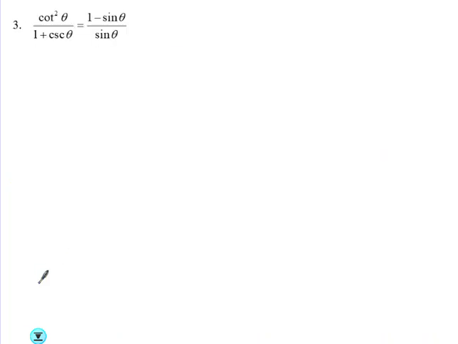We have cotangent squared of theta over 1 plus cosecant theta equals 1 minus sine theta over sine theta. So the first method I'm going to show you, I'm going to call the Pythagorean way, because I'm going to start by using the Pythagorean identity. I'm going to work on the left-hand side. I know that cotangent squared of theta is cosecant squared of theta minus 1.